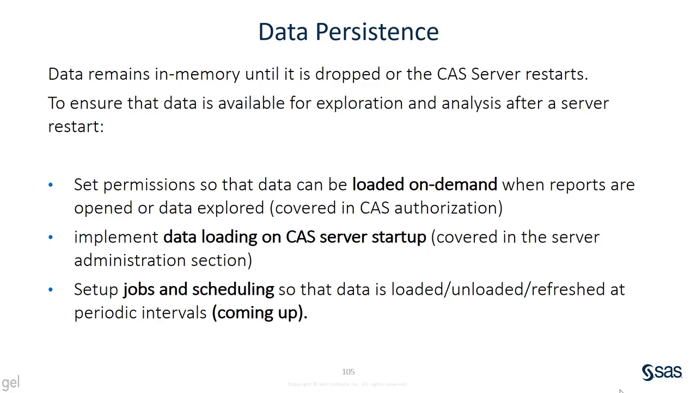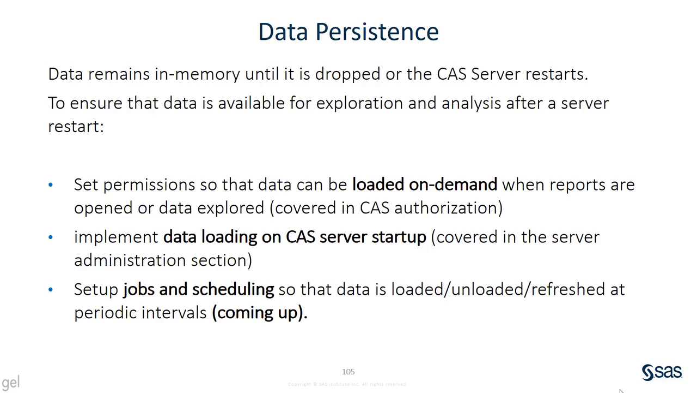How do you make sure that data is available to people who need to use it after a server restart? Well, there's a number of options in Viya. The first one we'll mention again in the CAS authorization section. If you set permissions correctly on the CAS lib, CAS will do this on-demand loading where if it goes to a report looking for the data for a report and that data is not in memory, it will just automatically lift that data into memory from the CAS lib source, first time it's needed, and then the data will be available for the report.